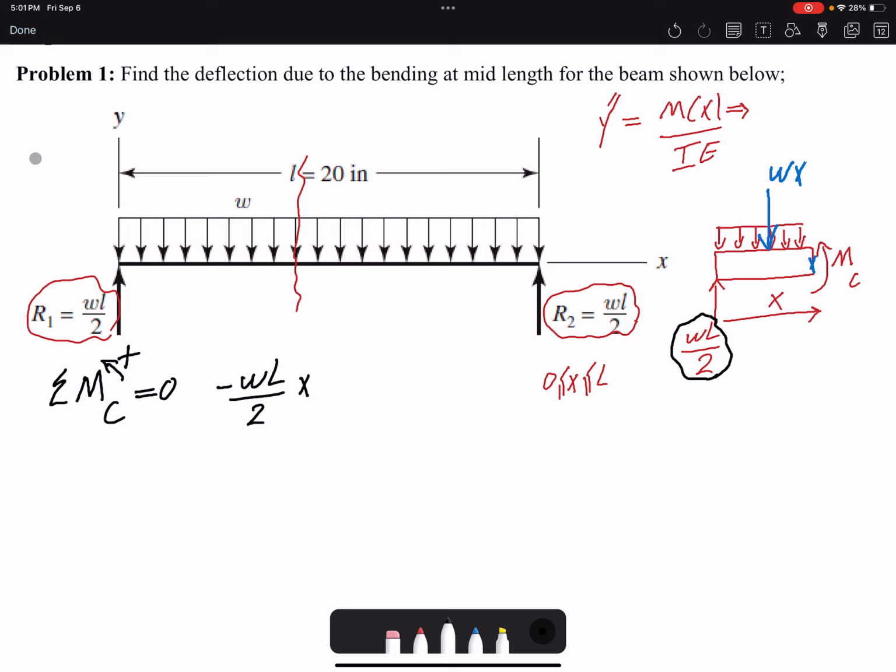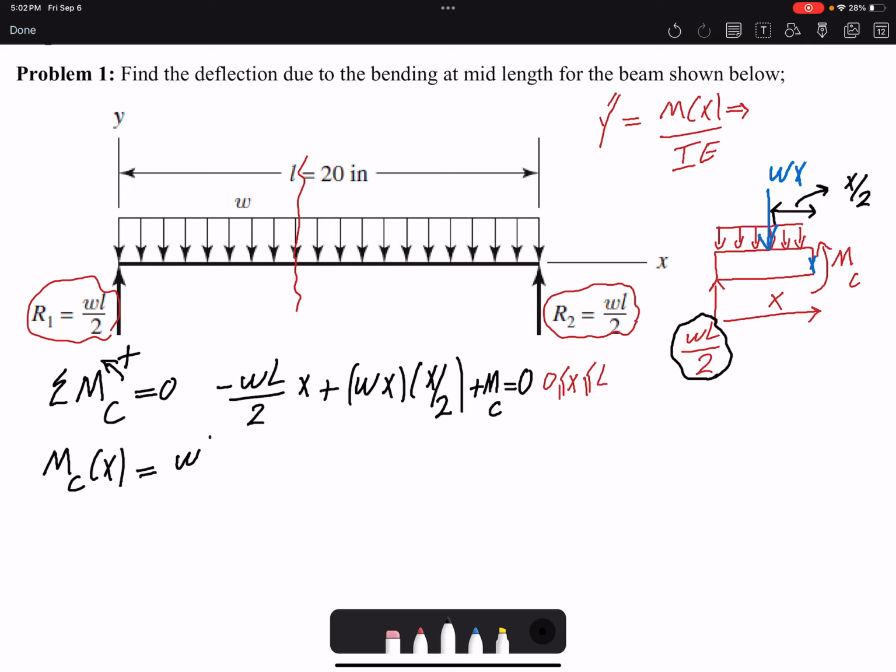My Wx here would create a moment, and it's going to be counterclockwise. The moment arm here would be x over 2, since it's acting in the middle of my cut segment. So positive Wx, that's the magnitude of the force, with a moment arm of x over 2. And that's all I have. I have Mc, which is in the counterclockwise direction, so it would be positive as well. If I rearrange it, my moment would be M = WL over 2 x minus half of Wx squared. That's M.